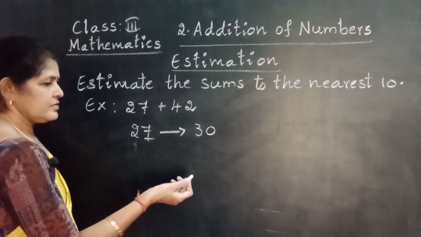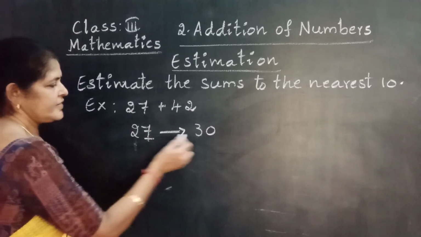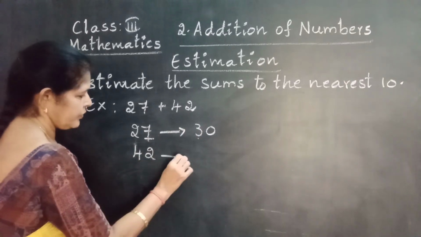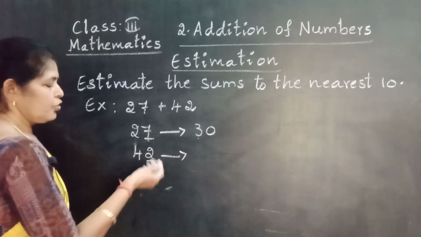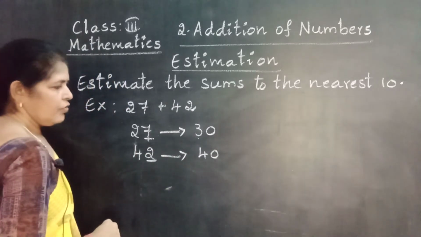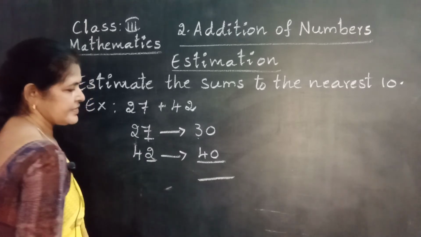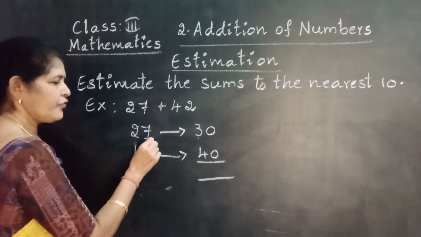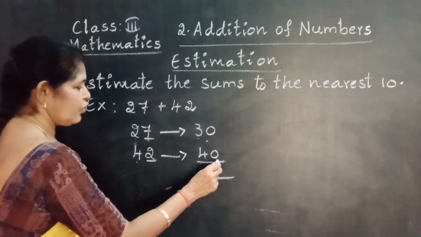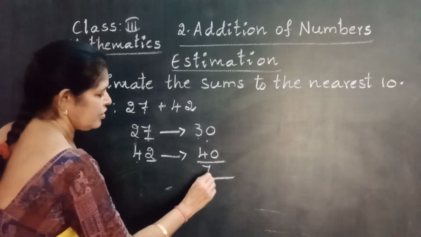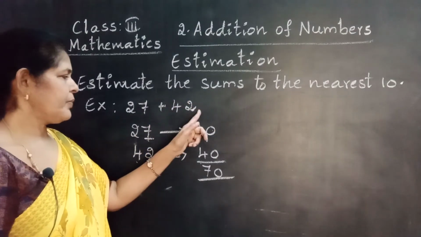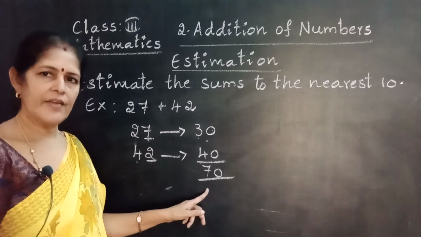7 is more than 5, so we change the tens place number to the next tens. Second number is 42. What is in the ones place? 2. 2 is less than 5. Then write the same tens number, 40. This is going to be the estimated sum. 27 is rounded off to the nearest tens, 30. 42 is rounded off to the nearest tens, 40. Now estimated sum goes to 70. 27 plus 42 is nearest to 70.